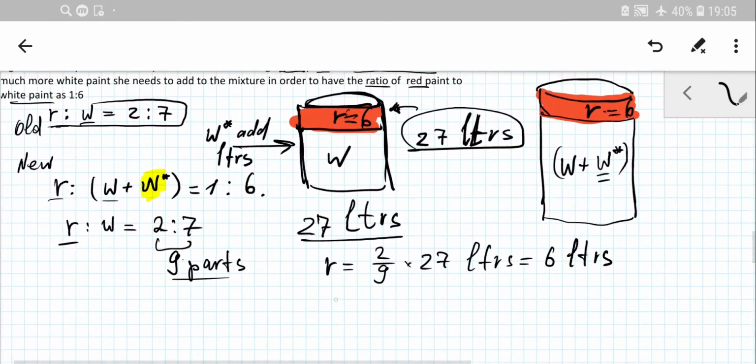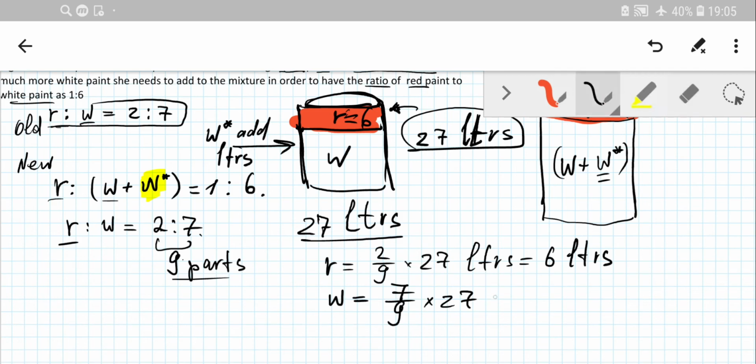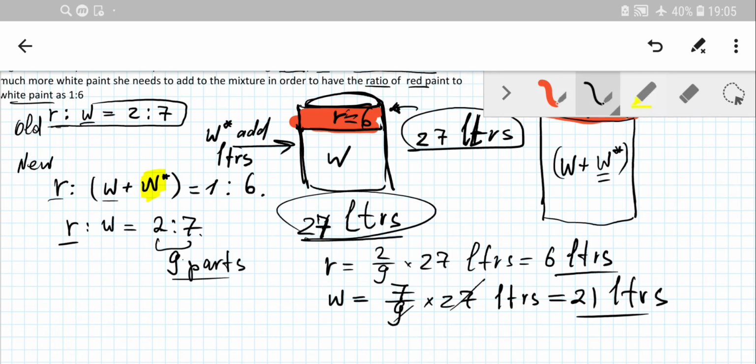So what about white that was originally in the can? It's 7 parts out of 9 parts, again applying to 27. And again, that's liters, and now you're thinking about how to cancel. So 27 and 9, that's actually 3, and 3 times 7 is 21 liters. So obviously in total 6 and 21 should give you 27 liters as you had before. So okay, that's done. And now let's just set up those values into the new ratio.